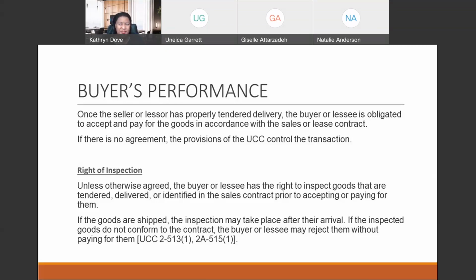So in the case of, say, a restaurant ordering red and white checkered tablecloths for the business, it has an opportunity to inspect those goods, open up the box and look at them before it pays for them. If the goods are non-conforming, the buyer does not have to accept or pay for them. If the goods are shipped, the inspection may take place after their arrival. If the inspected goods do not conform to the contract, the buyer may reject them without paying for them under UCC 2-513. Any questions?